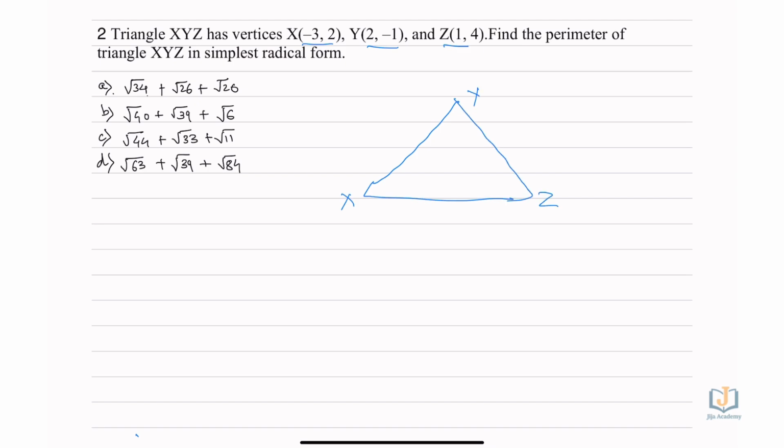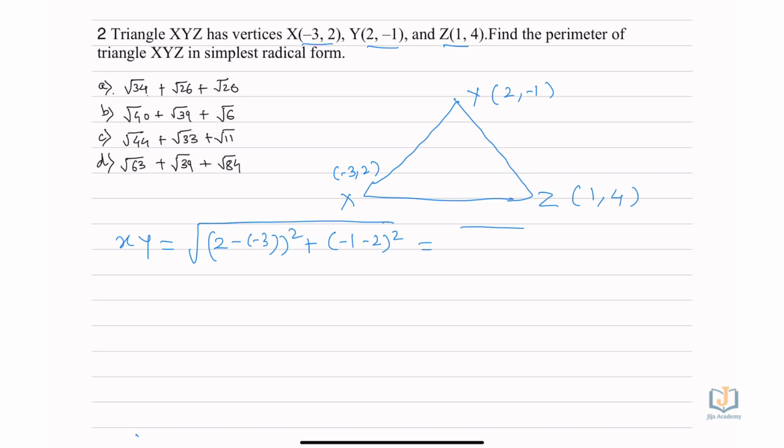XYZ. So we are finding the value of XY. XY is equal to, by distance formula, what is X? X is -3, 3, Y is 2, -1, and Z is 1, 4. So this is (2 minus of minus 3) whole square plus (minus 1 minus of minus 2) whole square, is equal to 25 plus 9, is equal to square root of 34.